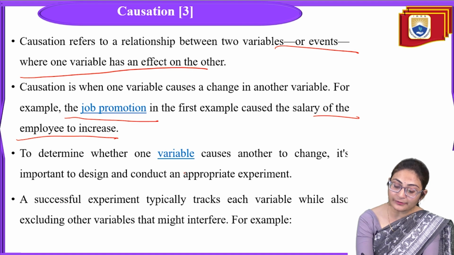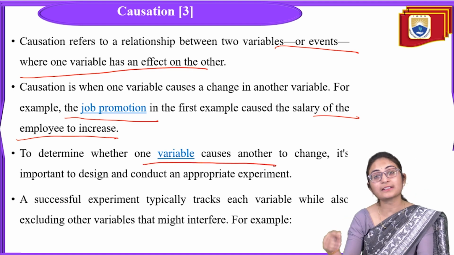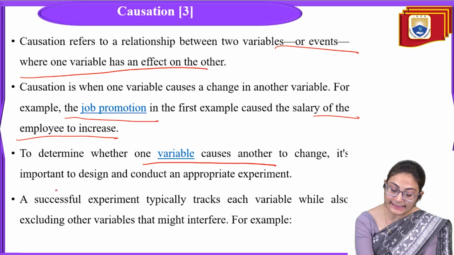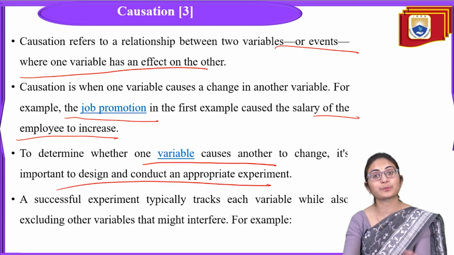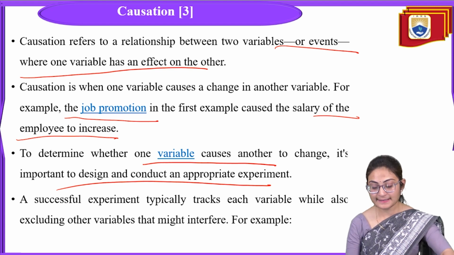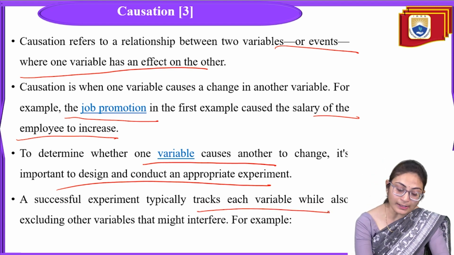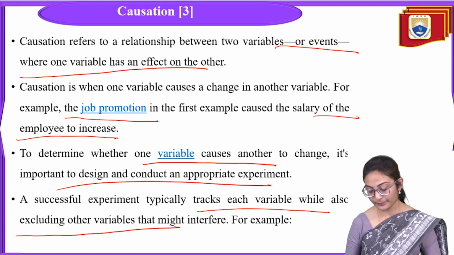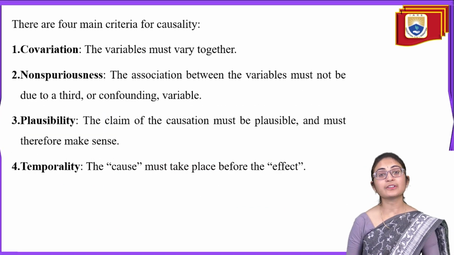For determining whether one variable causes another to change, it's important to design and conduct an appropriate experiment. A successful experiment typically tracks each variable while also excluding other variables that might interfere. Now we will take one example.